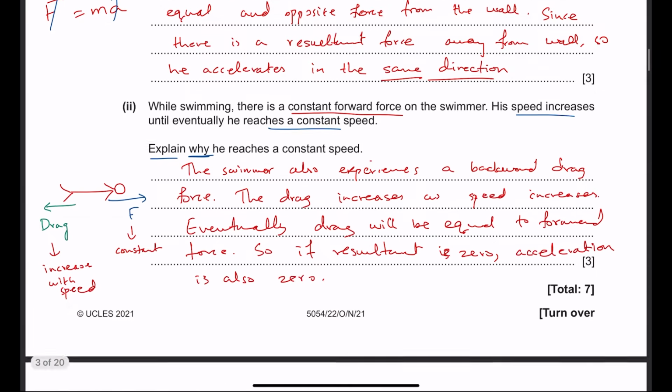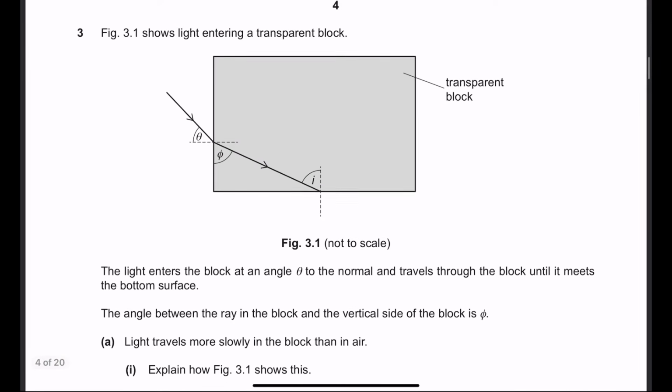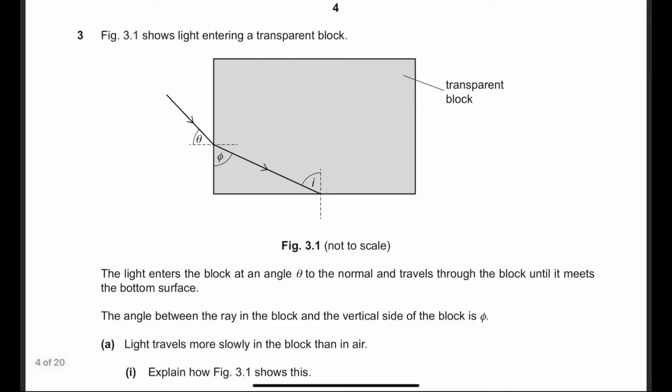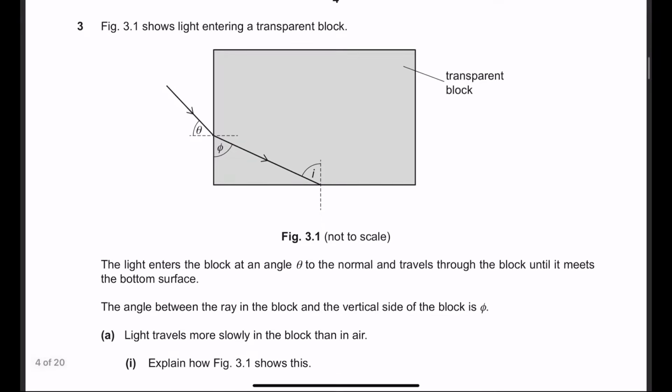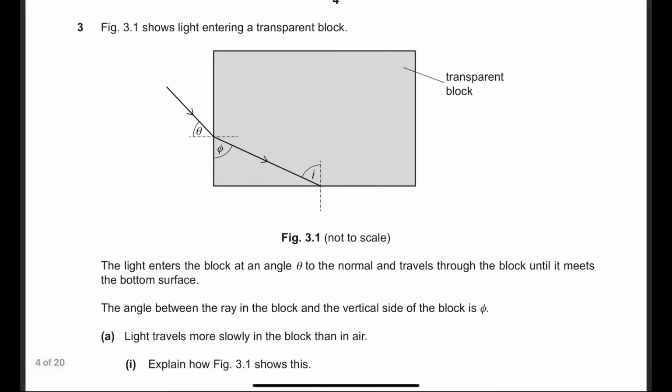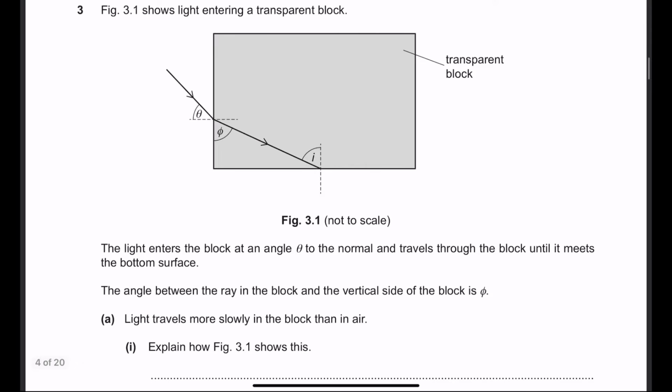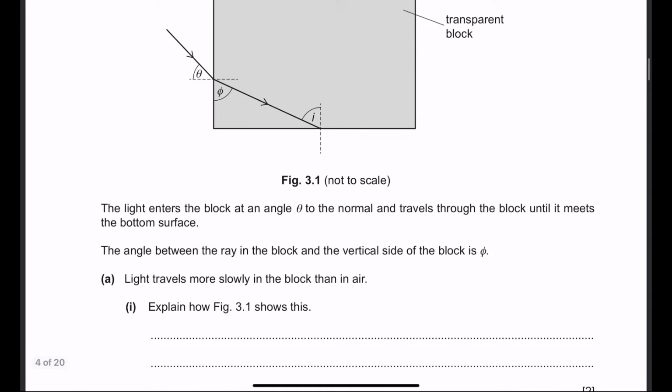So question number 2 is also done. Let's move on to question number 3, and this question is from the chapter of light, specifically from the topic of refraction and total internal reflection. Light is passing from air to a transparent block, and you've been given certain angles. They're saying light travels more slowly in the block than air. Explain how the figure shows this. How do we know that?